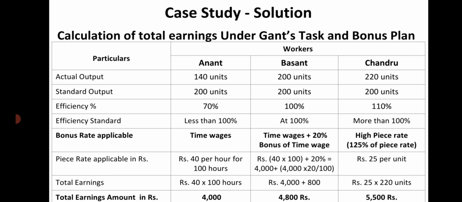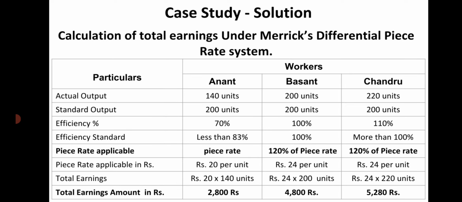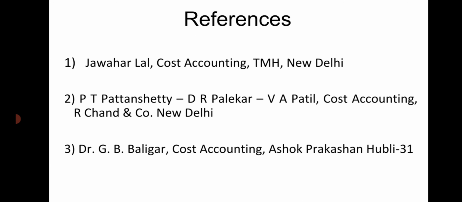Chandru, as his efficiency is more than 100%, will get the high piece rate. High piece rate is 125% of the piece rate, which is 25 rupees per unit. So 25 into 220, he will get 5,500 rupees. Yes, this is the illustration worked out. These are my references. Thank you.